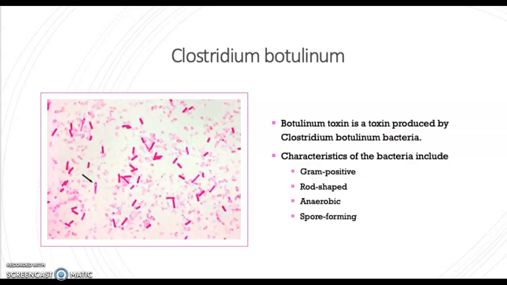So this is background information on the species Clostridium botulinum. Botulinum toxin is a toxin produced by Clostridium botulinum bacteria. The characteristics of this bacteria include gram-positive, rod-shaped, anaerobic, and spore-forming. Gram-positive means that the C. botulinum bacteria have a thick peptidoglycan wall. This is what makes it a gram-positive bacteria.